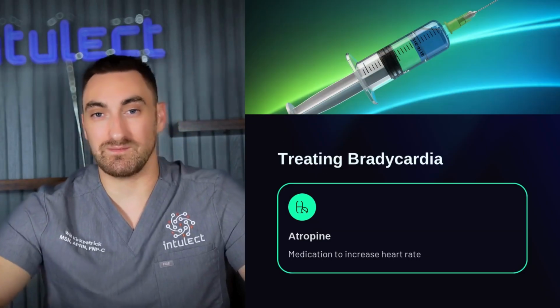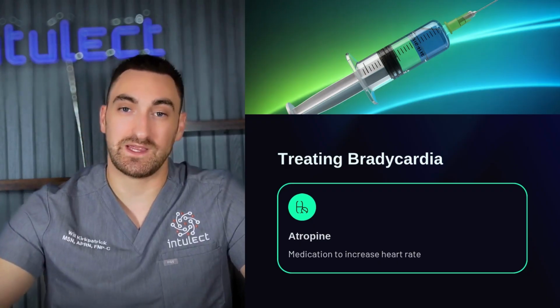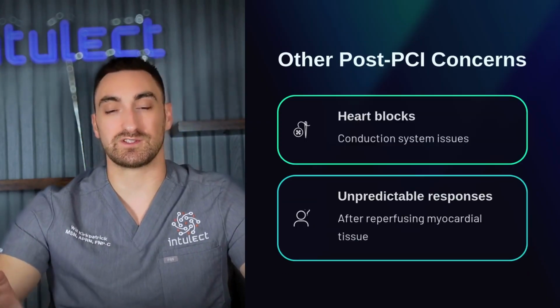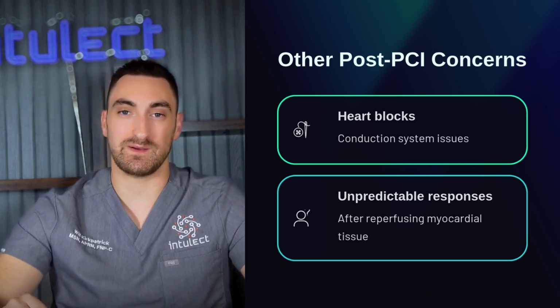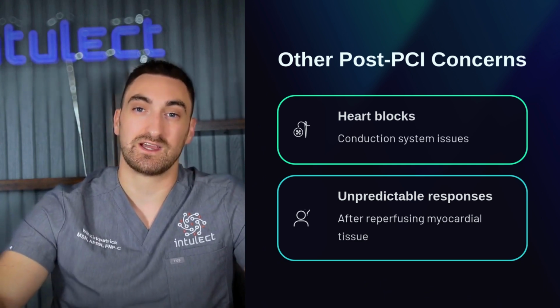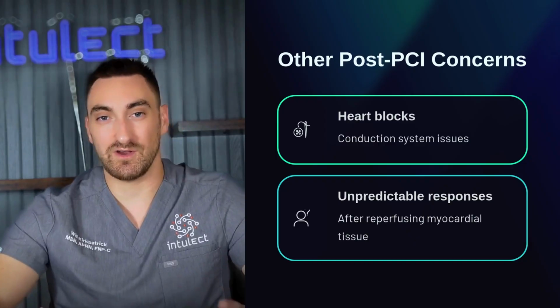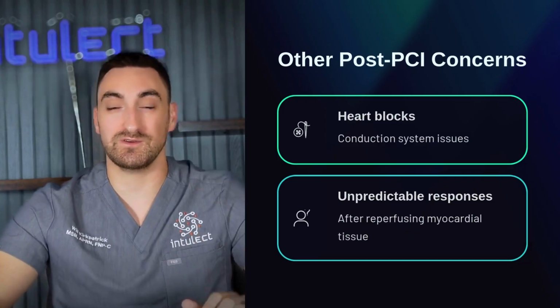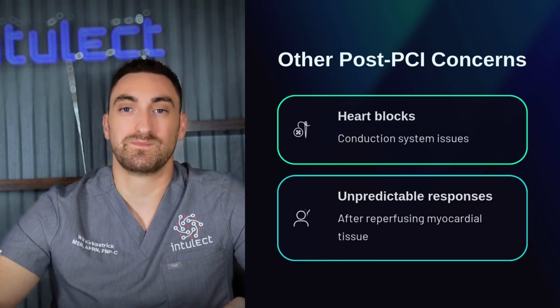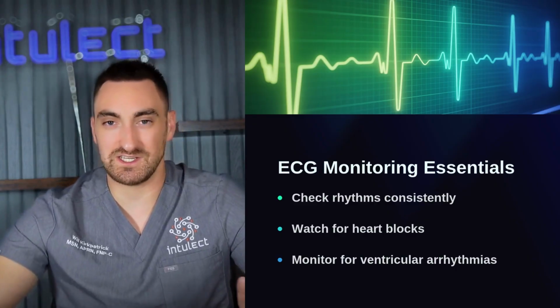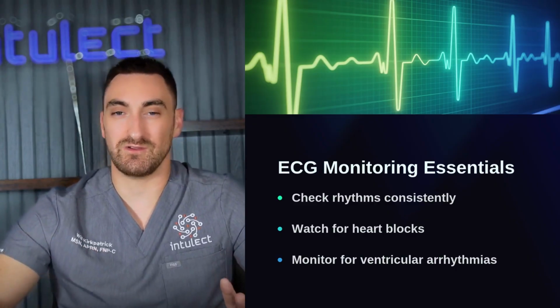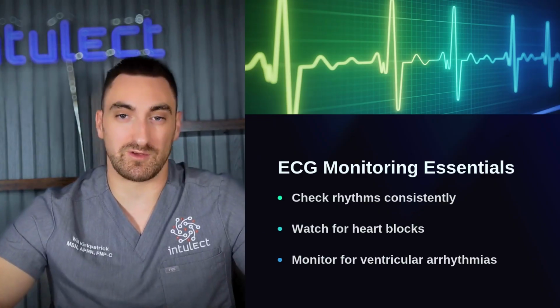And if it does, then maybe you're going to be given something called atropine to increase the heart rate. But of course, you're really looking out for heart blocks, for example, some conduction issues. Because once again, you never know what could happen after you do reperfuse the myocardial tissue. So checking ECG rhythms consistently, making sure you're looking out for heart blocks, of course, ventricular arrhythmias as well.